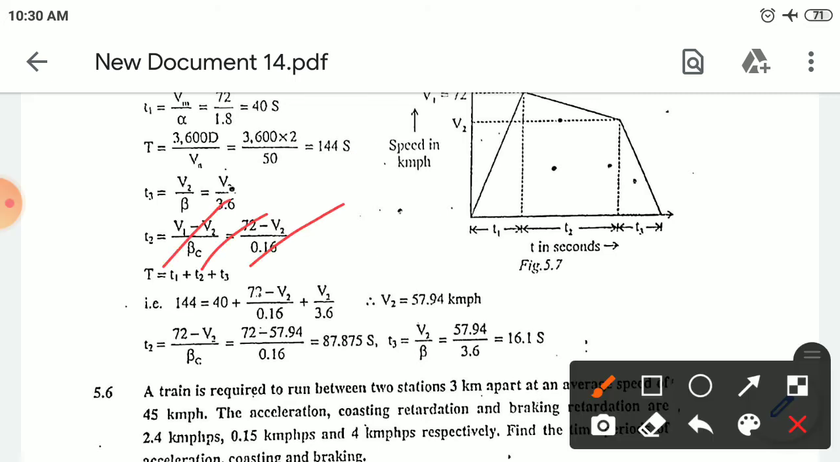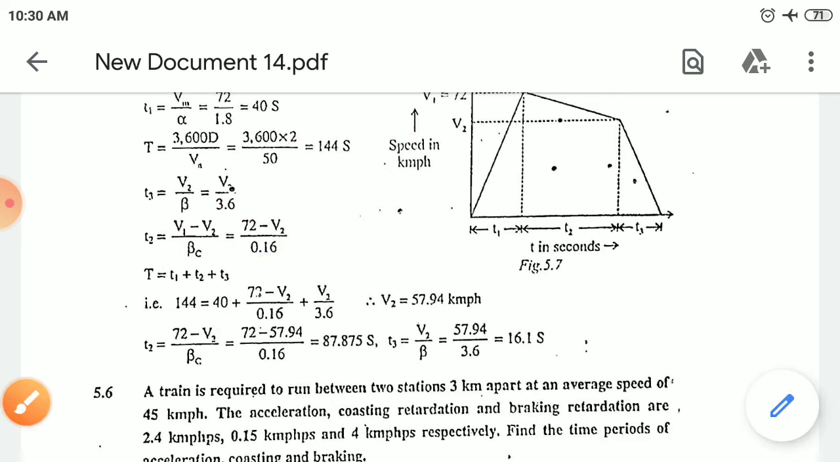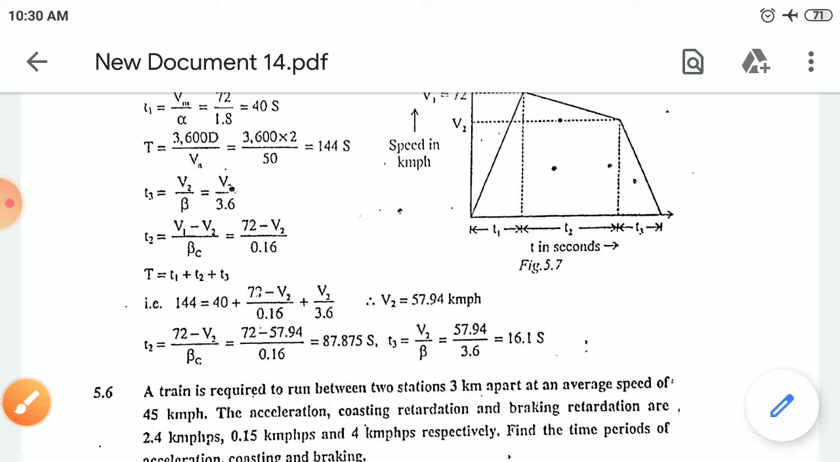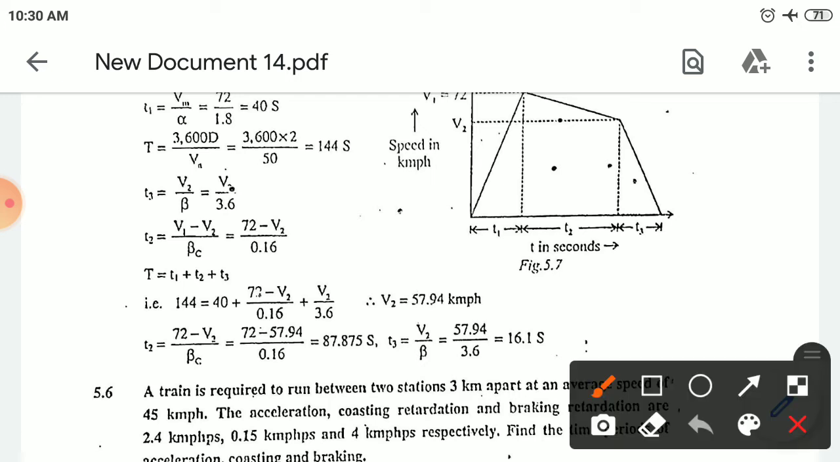Now the total time T is equal to 144, equal to T1, which is 40, plus T2 and T3 with the same equations as before. Substitute as it is, and simplify. You will get V2 as 57.94 kilometers per hour.